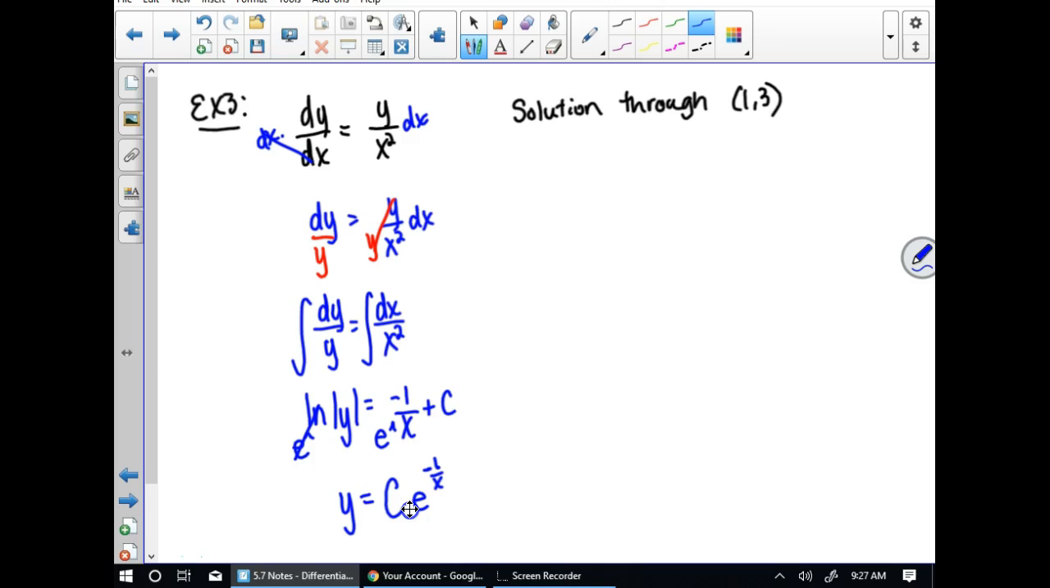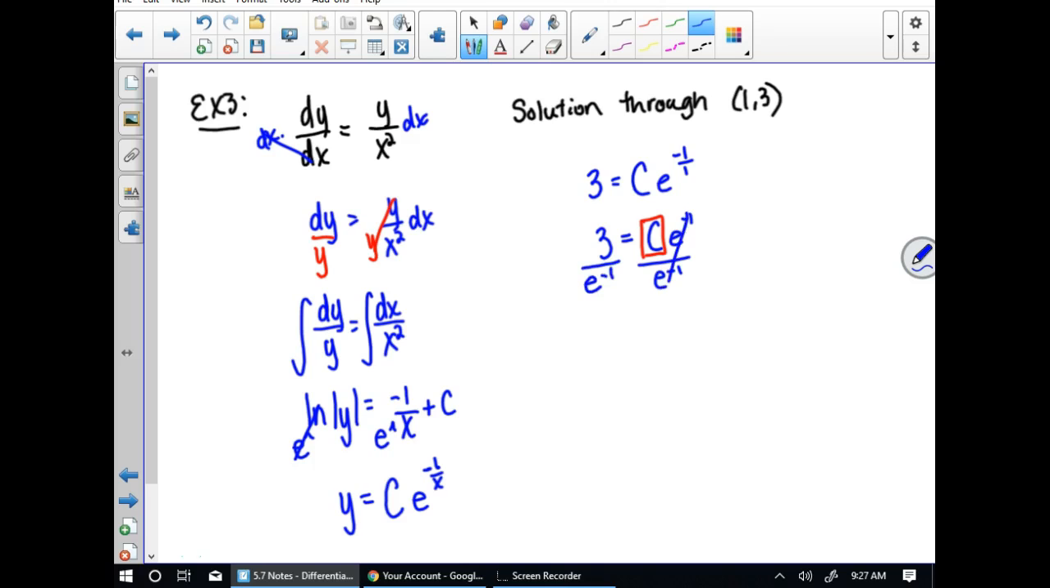So once we've got our general solution, we want to plug in 1 and 3 to find our c. So we would have 3 equals c e to the negative 1 over 1, which is 3 equals c e to the negative 1. What am I going to do with that? I can't take natural log. I'm not going to take the natural log. I'm trying to solve for this c right here. Okay, e is a number, right? So I'm going to divide by e to the negative 1.